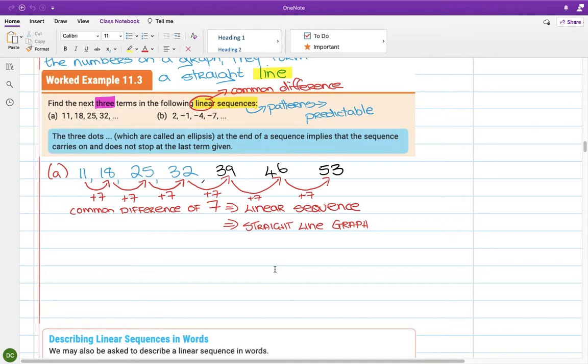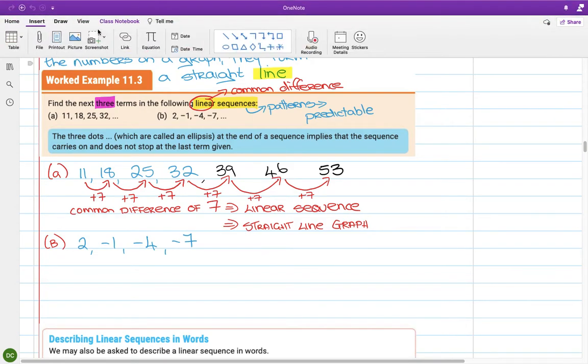Okay. The next one is a bit harder: 2, minus 1, minus 4, minus 7. And I want the next couple of terms. Right, we'll change colour here. Okay, so to go from 2 to minus 1, we might just, let me just, hang on.